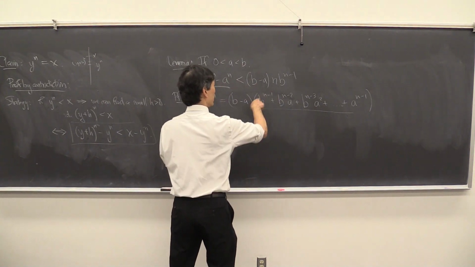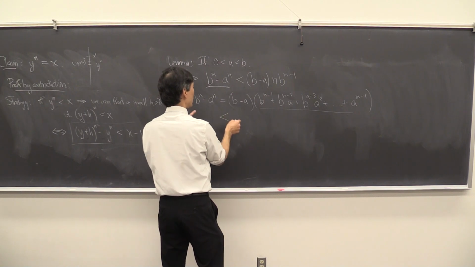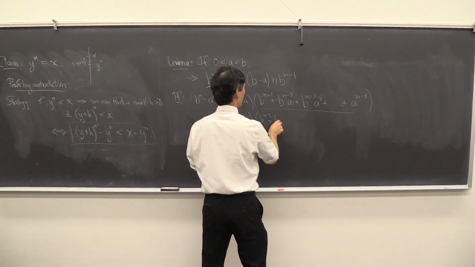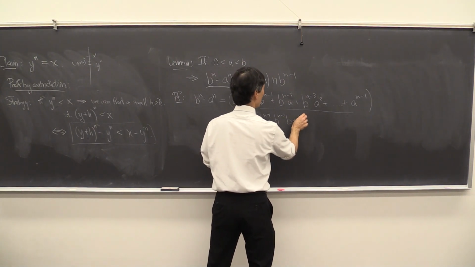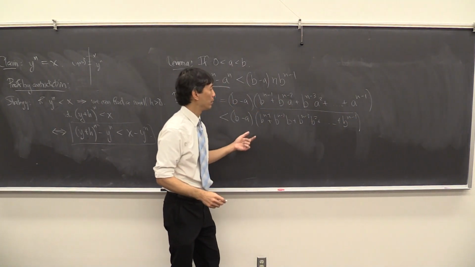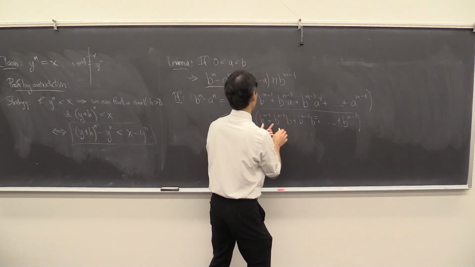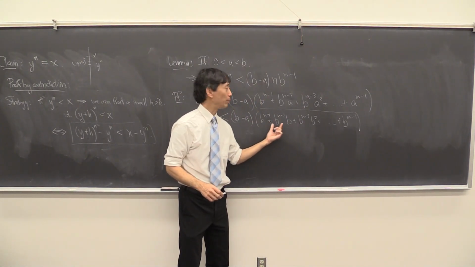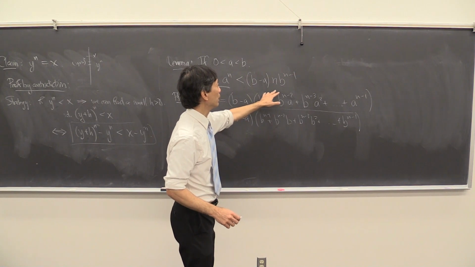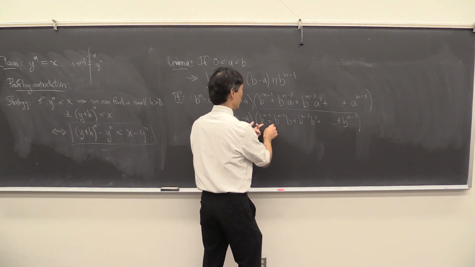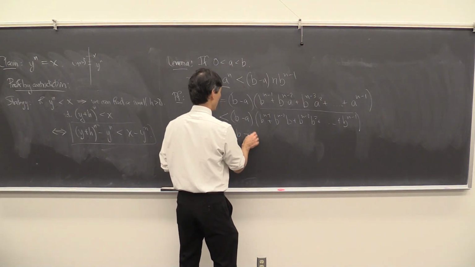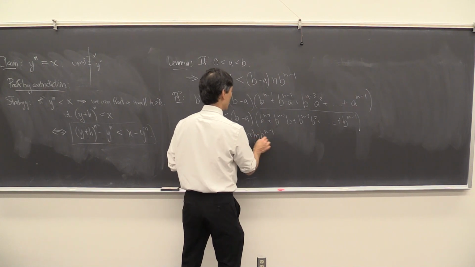So I know that this thing here is going to be strictly less than b minus a times b to the n minus 1 plus b to the n minus 2 times b plus b to the n minus 3 times b squared plus b to the n minus 1. So all of those terms become b to the n minus 1. And there are n such terms, if you count them, each of which is b to the n minus 1. And so you get b minus a, times n, times b to the n minus 1.